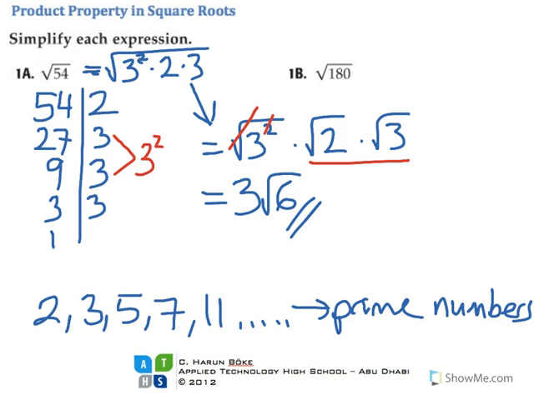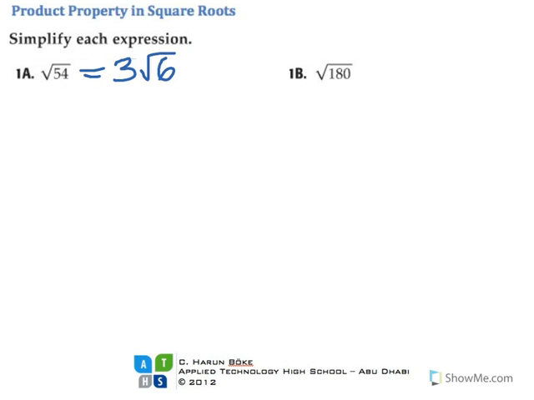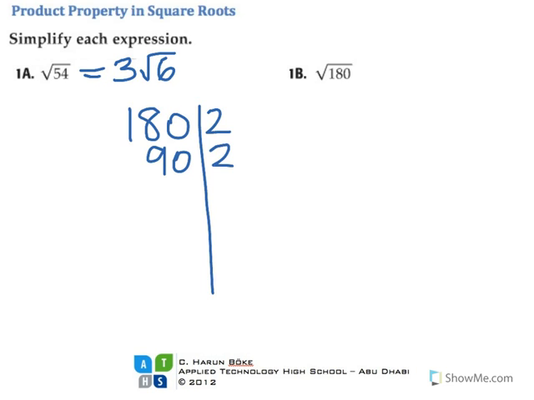For 180, let's do prime factorization. So I start dividing by 2, I get 90. Dividing by 2, I get 45. Now I have to divide by 3, so I have 15. Dividing by 3, I have 5. Dividing by 5, I get 1. So I'm done.